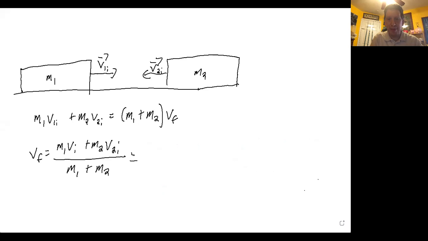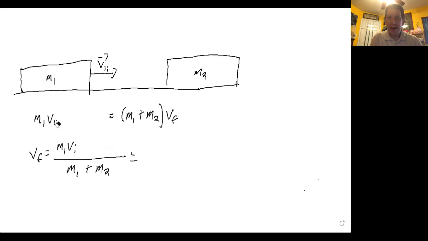But the second one is initially motionless. So there's no motion here. It looks like this initially, that M1 is coming towards M2. They stick together. So V2i is equal to 0. And then they continue forward. So we can erase this term and we can erase this term. So the initial momentum in the system is solely from the first object, the first clay bear.